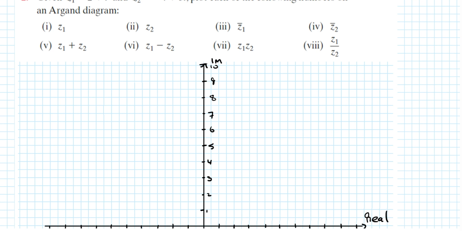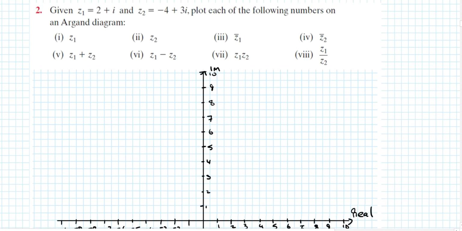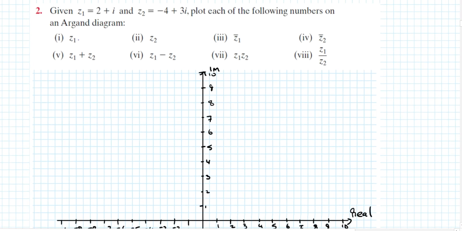So a question like this, if it asks you to plot them on an Argand diagram, is very, very simple. We know z1 is going to be 2 plus i. So that's z1. What else do we know? z2 is minus 4 plus 3i. This is z2.